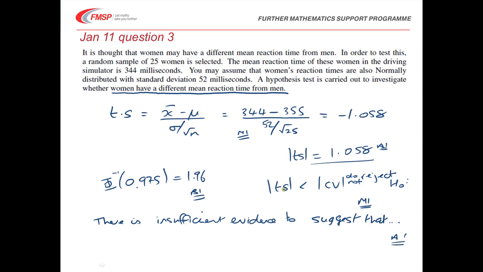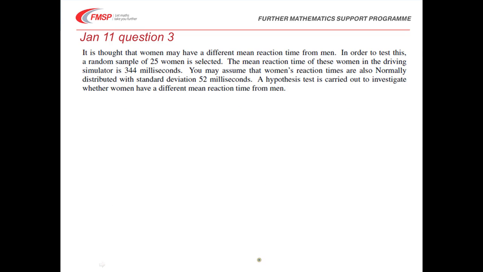Okay, so just to clarify, if your test statistic is less than your critical value, that leads you to not rejecting H0. If it was the other way around, then you would reject H0.